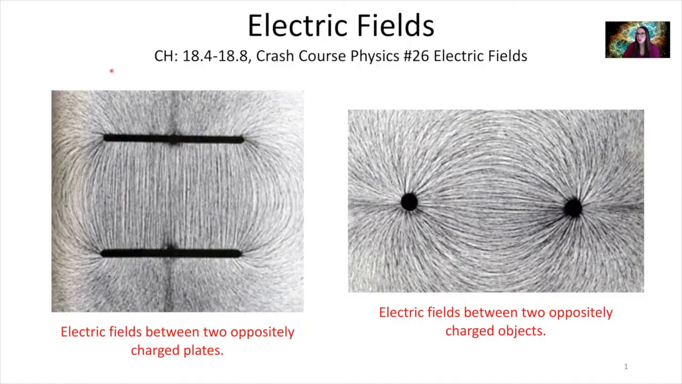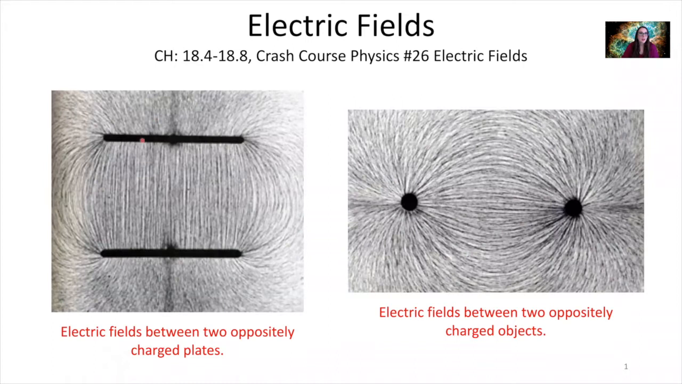These two images show ways that we can visualize electric fields. Electric fields are invisible, just like magnetic fields, just like gravitational fields. They're all invisible, but we can see how matter and particles interact within this field, and from that we infer the presence of our gravitational, electric, and magnetic fields.